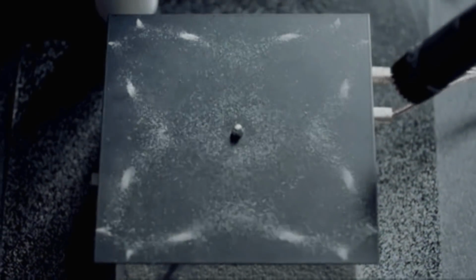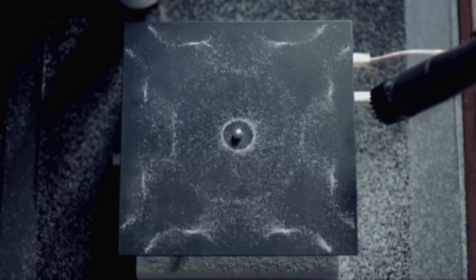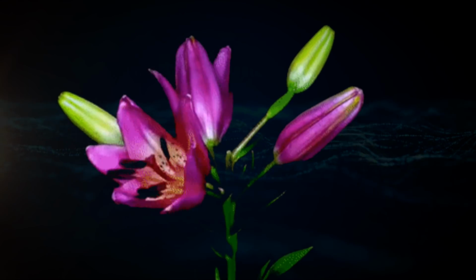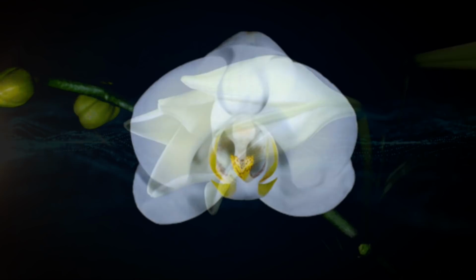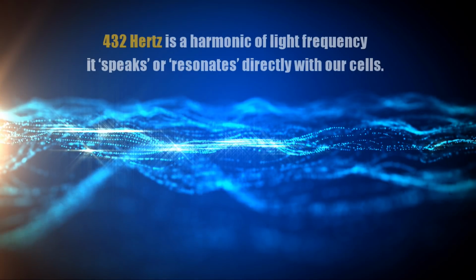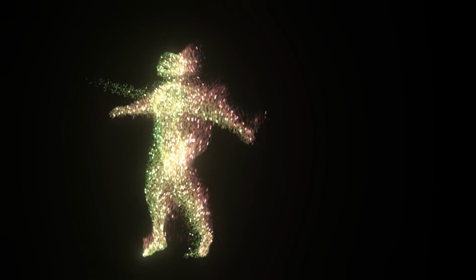Music based on 432 Hz transmits beneficial healing energy because it is a pure tone of math fundamental to nature. Classical music such as Beethoven was created using 432 Hz, and research shows that this type of music helps plants grow faster and healthier. 432 Hz is a harmonic of light frequency. It speaks and resonates directly with our cells. All cells communicate with each other via infrared light. So imagine, when they receive music in 432 Hz, they are in joy.